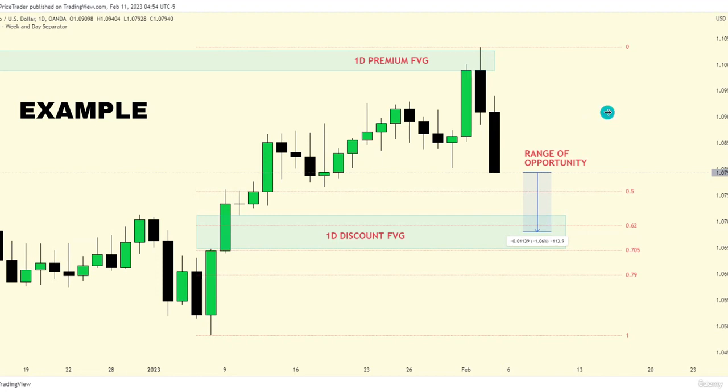So this is just an example. When you look at this, you can see that we have a premium fair value gap. We had a premium fair value gap up here, and we had a discount fair value gap down here. So the market had hit this premium level. We actually saw the market immediately reverse. So during this week or day, you want to focus on now this discount fair value gap that the market will be aiming for. So this will be a range of opportunity.